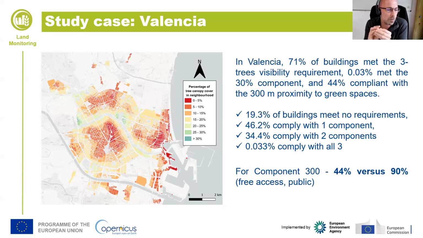This is very important. For component 300, the characteristic free access and public access, we compare both. If you consider the free access and the public green space, we have 44% of buildings compliant with this rule. But if you remove this characteristic, free access and public, and consider all urban green space, you have almost 90% of buildings compliant with this component in Valencia.